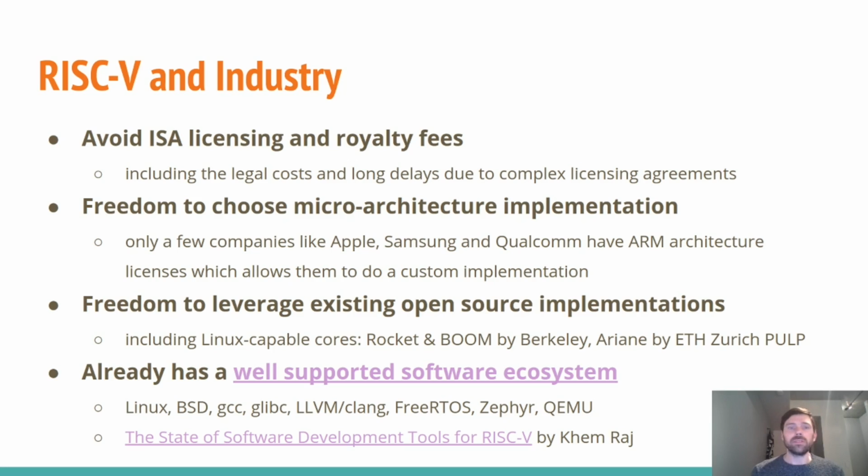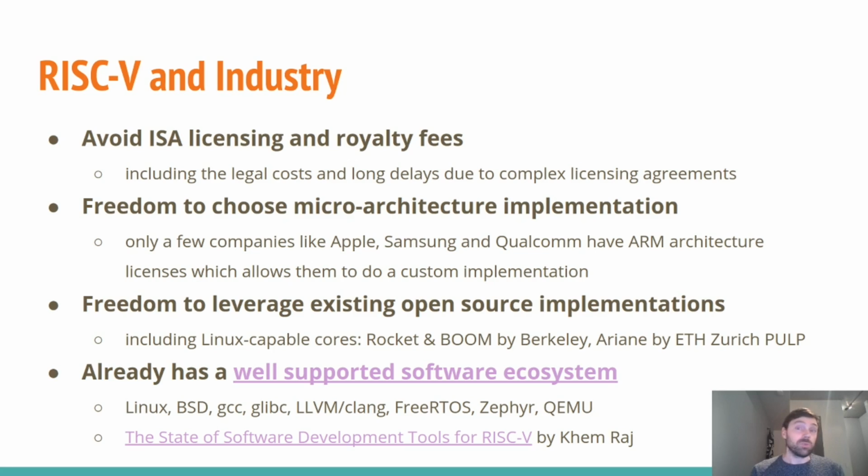But more importantly than just saving on licensing and royalty fees, it gives you the freedom to choose your own microarchitecture implementation. So the way in which you implement the instruction set is up to you. Whereas with ARM, only a few companies like Apple and Samsung and Qualcomm have architecture licenses that allow them to do their own custom implementations. So everyone else is pretty much just licensing existing cores from ARM. And with RISC-V, you also have the freedom to leverage existing open source implementations. So for the context of Linux, there's Rocket and Boom from Berkeley, and there's also Ariane from the ETH Zurich Pulp team that are capable of running Linux.